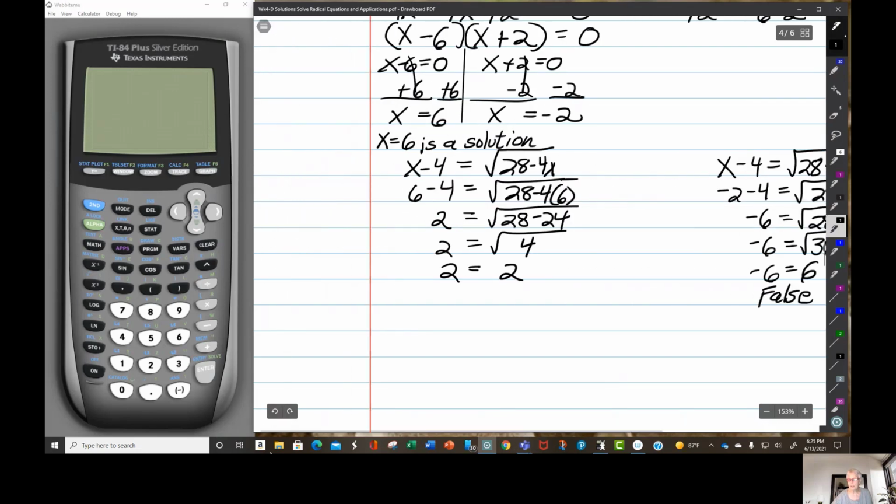So this is what you put in your blue box. Only the real solution, not the extraneous. Though there are some questions that ask you, what is the solution? Is there an extraneous answer? And if so, what is it?